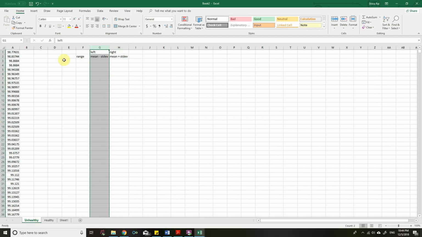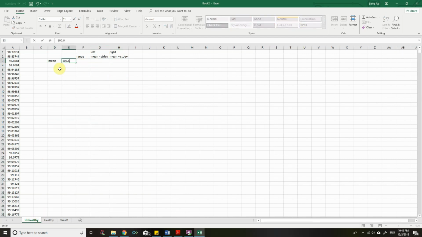For unhealthy people, mean is 100.6 and standard deviation equals 0.54. So left endpoint would be 100.6 minus 0.54, that's 100.06, and the right endpoint is mean plus 0.54, so that's 101.14. So the range is 100.06 up to 101.14.